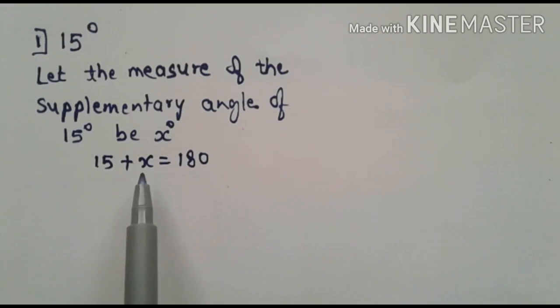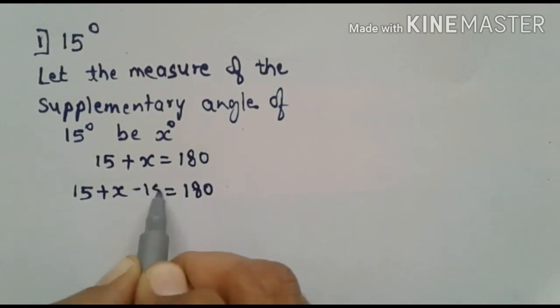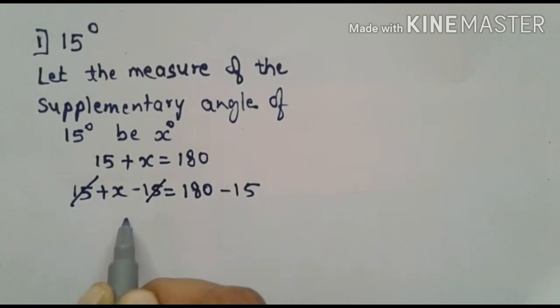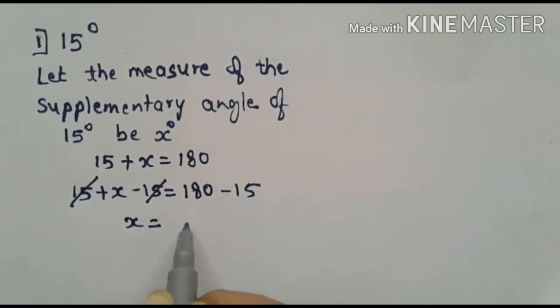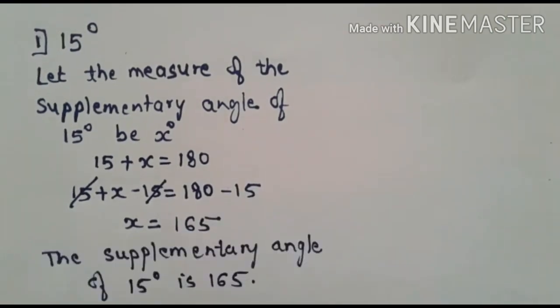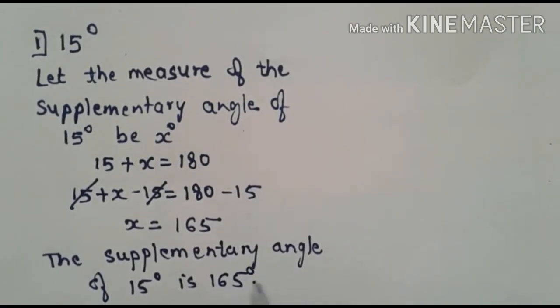Now what we will do? Subtracting 15 from both the sides. So here we will subtract 15 from both the sides. Cancel this. We will get x is equal to, solve this, 165. The supplementary angle of 15 degrees is 165 degree. If you add this 15 plus 165, the sum is 180 degree.